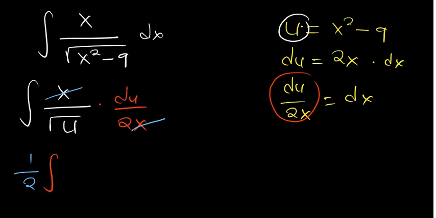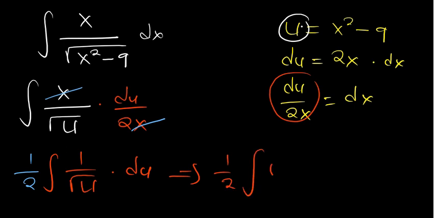Remaining with 1 over root of u and then du, which of course is the same as 1 over 2. If it goes on top, it will be u to the power half, negative half actually, negative half.